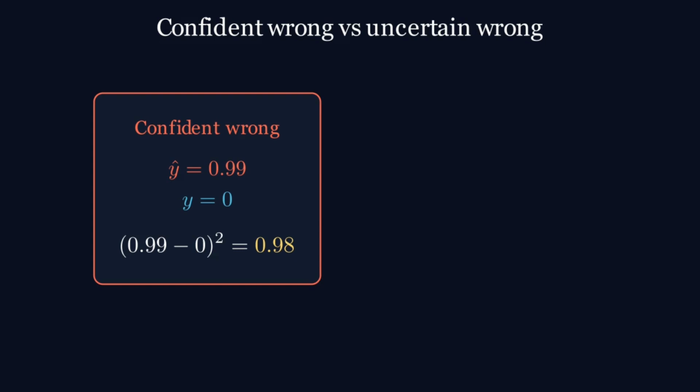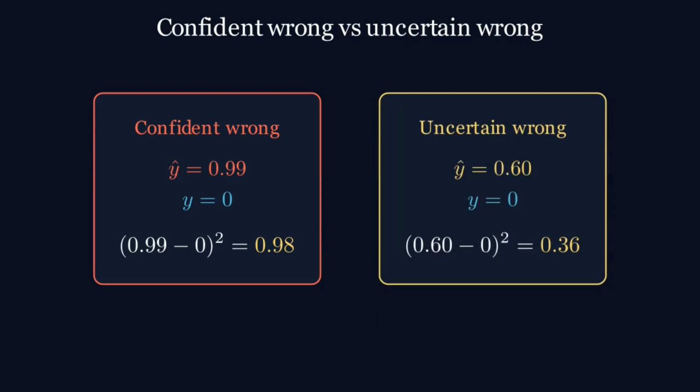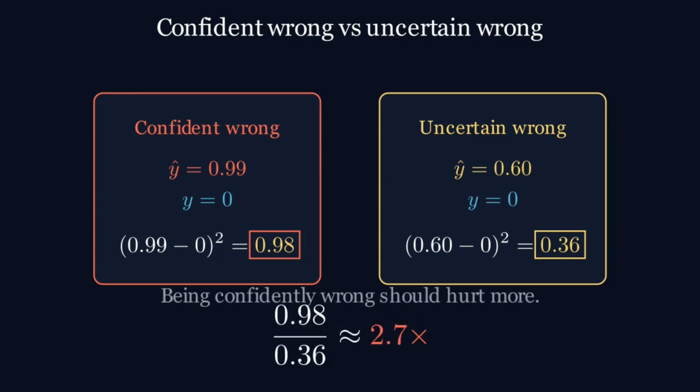Now, suppose for the same cell, the model predicts 0.6, slightly leaning towards malignant. Also wrong, but far less confident. MSE gives us 0.6 minus 0, squared, which is 0.36. So the catastrophically confident wrong prediction is only penalized about twice as much as the uncertain one. That doesn't feel right. Being confidently wrong should hurt a lot more.